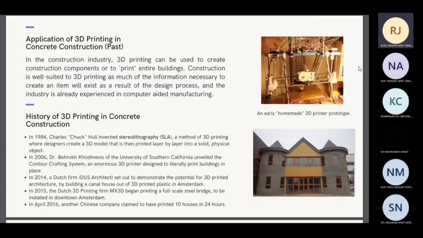In 2006, Dr. Behrokh Khoshnevis of the University of Southern California unveiled the Contour Crafting system, an enormous 3D printer designed to literally print a building in place. In 2015, the Dutch 3D printing firm MX3D began printing a full-scale steel bridge to be installed in downtown Amsterdam. In April 2016, another Chinese company claimed to have printed 10 houses in 24 hours.